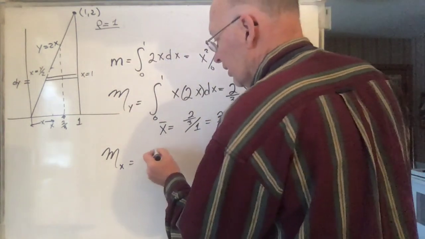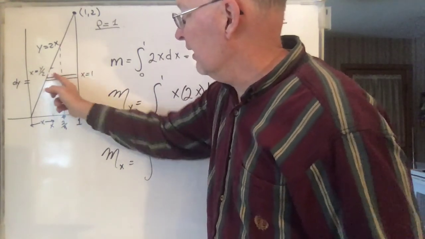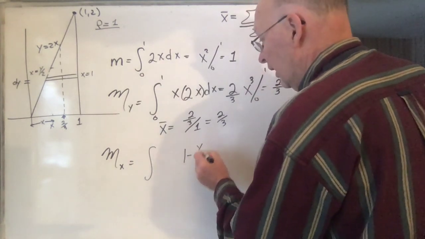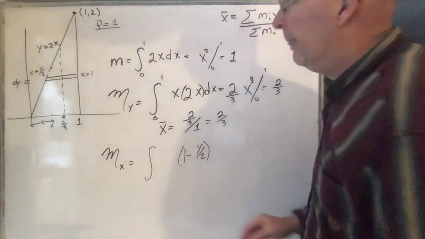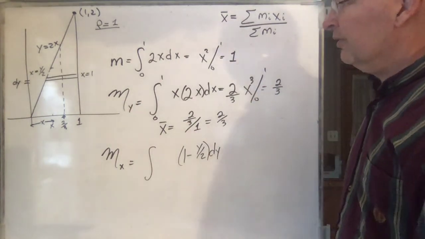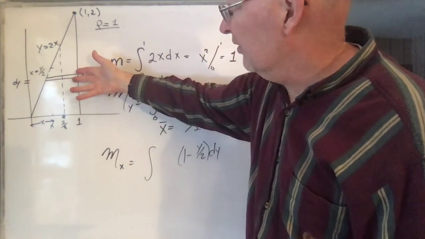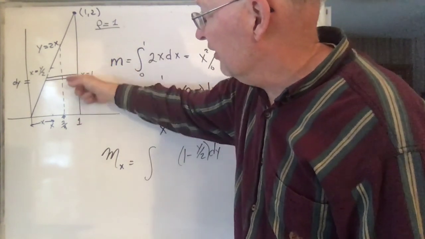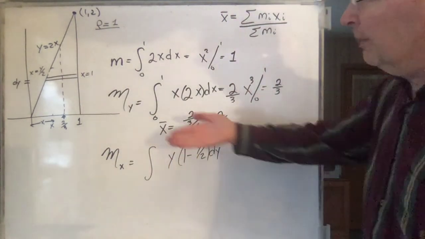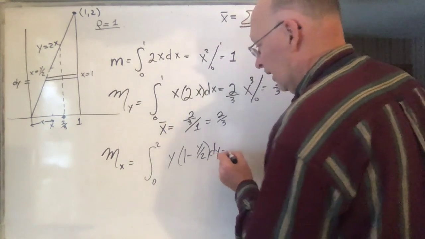So what am I going to get? It's going to be adding up. For this little thing right here, I want to get the area of it. The area of it is going to be this minus this. It's going to be 1 minus y over 2, times dy. That's the thickness of it, so that gives me the area. And now I multiply that area, which is the same as the mass, by the distance up. The distance up is just going to be y, like that. And I add up all those contributions from 0 to 2. And what do we get?